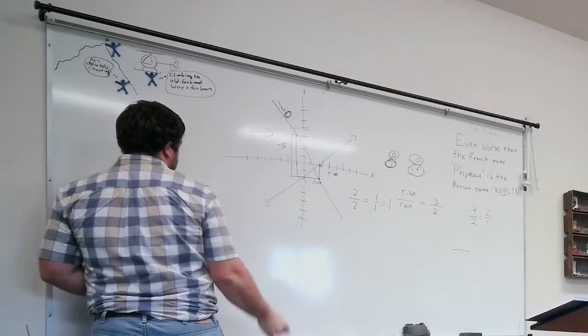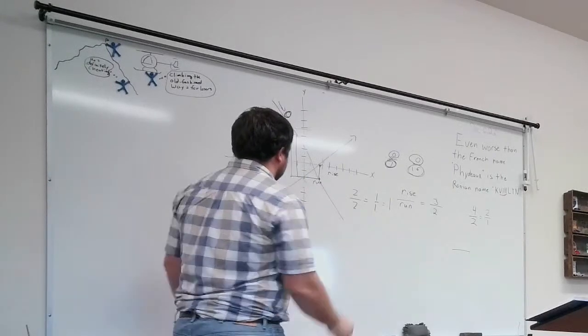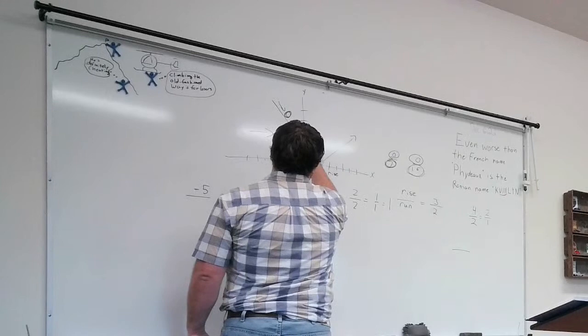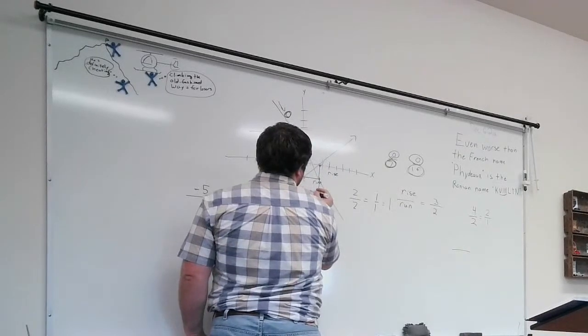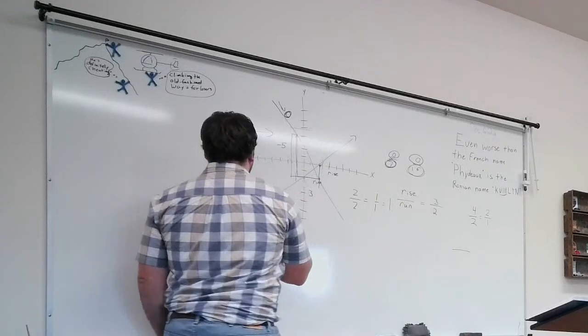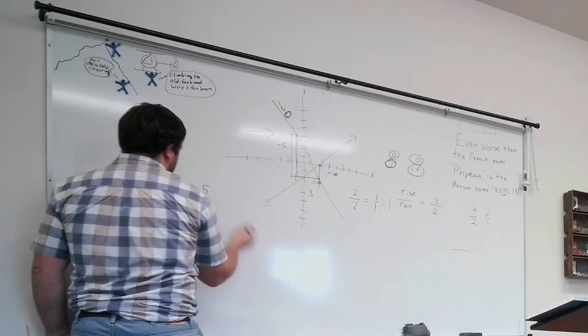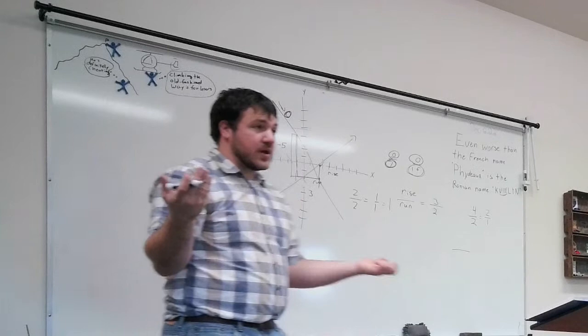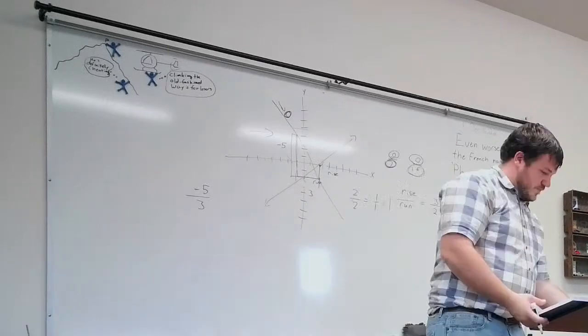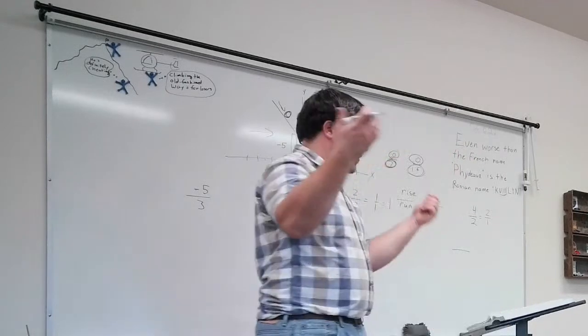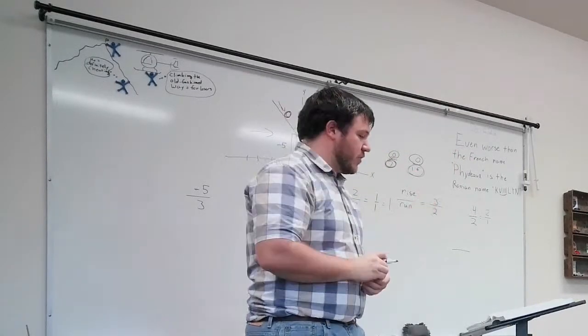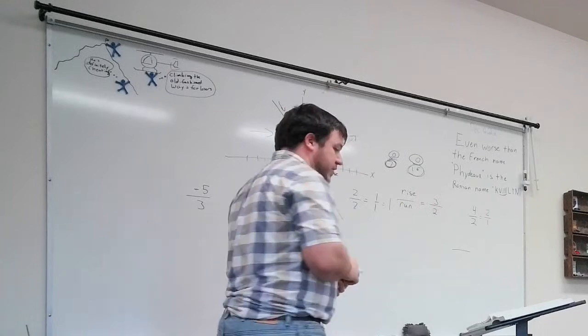And our run, we kind of do the same thing. We figure out the difference between this and this. Our run is 3. So we would write this as negative 5 over 3, and we simply don't reduce it. We can't. It's impossible. And then, how do you get a 0 slope? Okay. Right, so you can actually just write 0 for that.